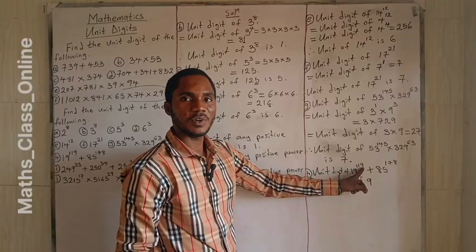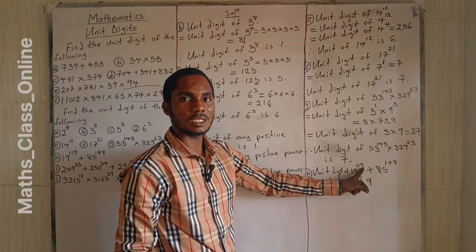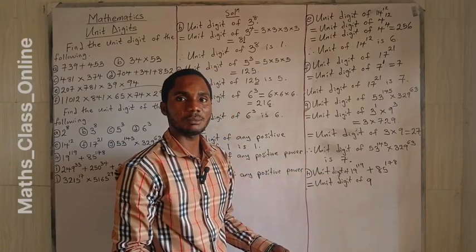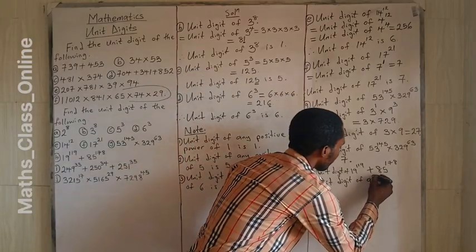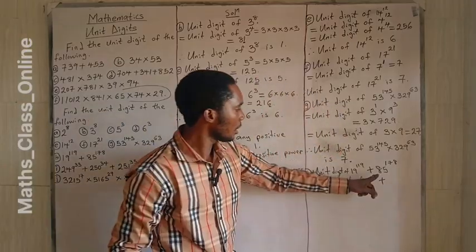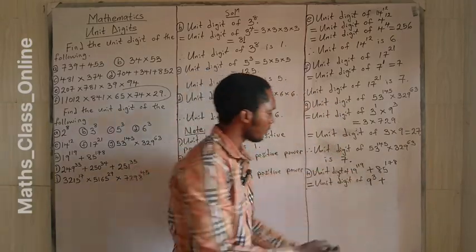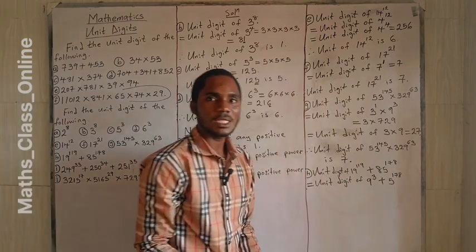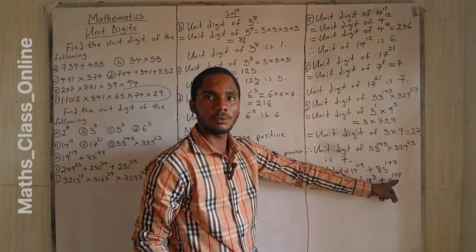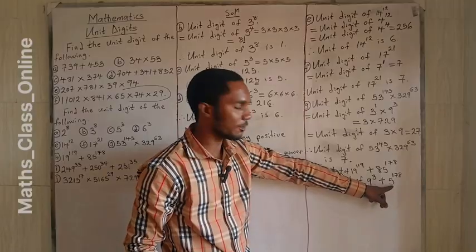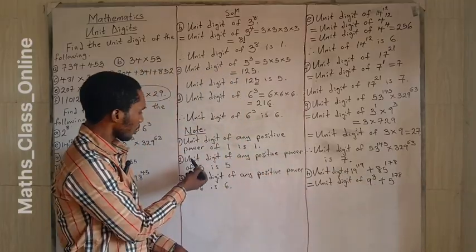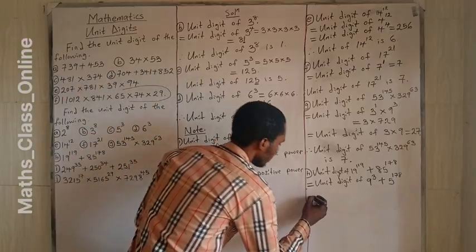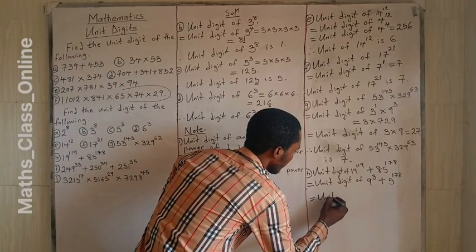119 divided by 4. What are we going to get as remainder? If we divide 119 by 4, the remainder is 3, plus the unit digit of 85, that is 5, raised to the power of 178. Why is it that I don't divide this by 4? It's because the unit digit here is 5. The unit digit of any positive power of 5 is 5.